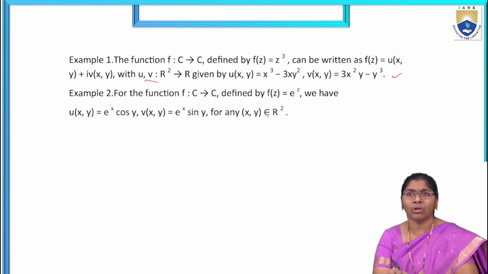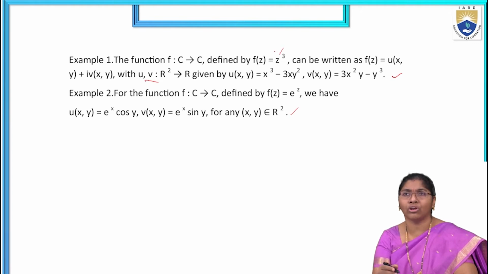Now, the second example also we are writing. For the function f from C to C defined by f of z equal to e power z, we have u of x comma y equal to e power x into cos y and v of x comma y equal to e power x into sin y for any x comma y which belongs to R. Now we are solving the first problem in terms of z square, then after that z cube.